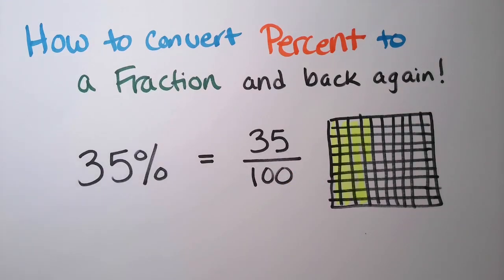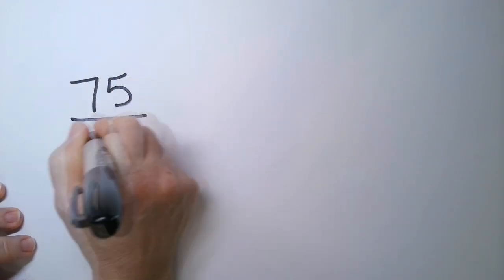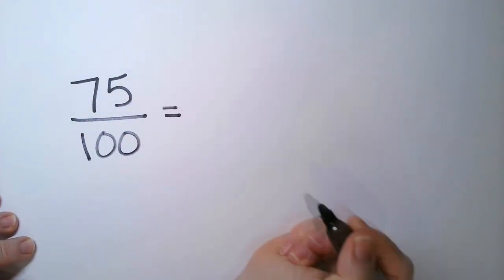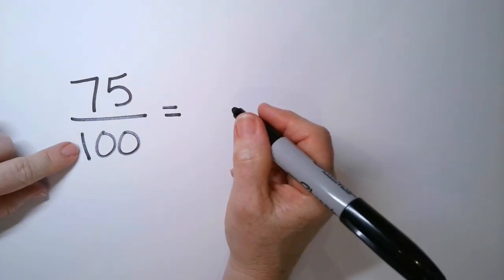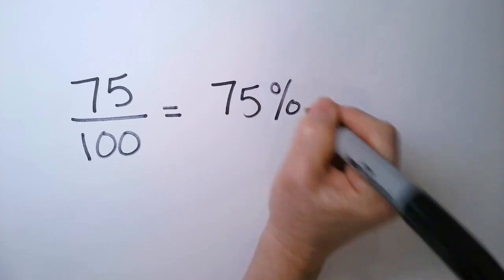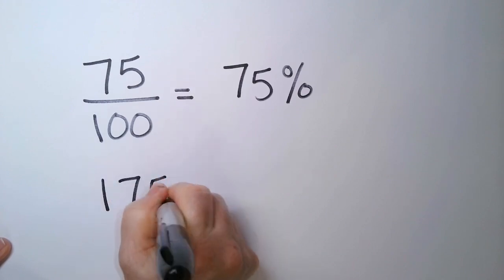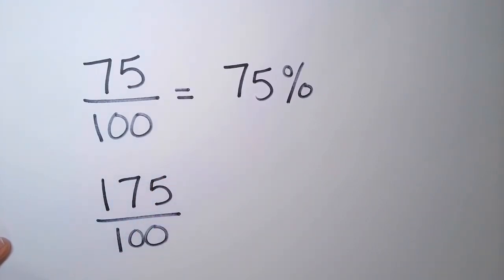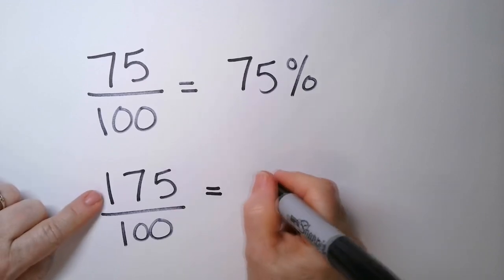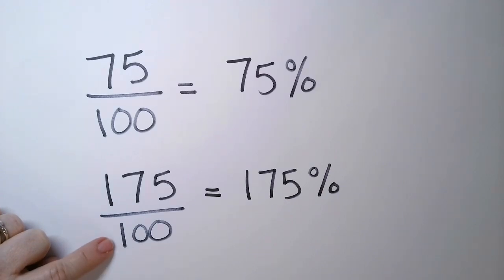Okay, so let's practice this a little bit more. What if I have a fraction that looks like this? What if I have a 75 over 100? What does that mean? So what we do is we say, okay, so if the denominator is 100, we simply just take the top number and we use the percent sign. And that's it. What if it is 175 over 100? Okay, we do the same thing. We just take 175 and just add the percent. So if the denominator is 100, just simply take the numerator.